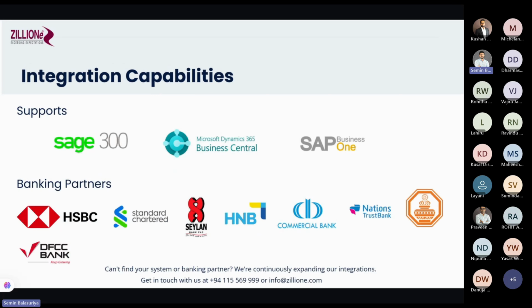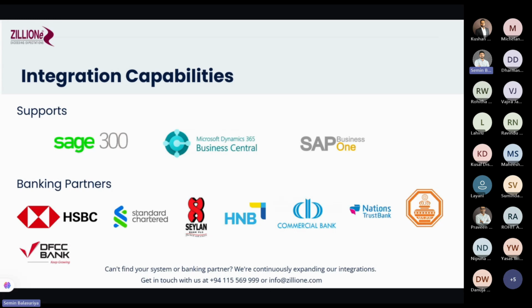And finally, for integration capabilities, OneHub already supports Sage 300, Microsoft Dynamics 365 Business Central, as well as SAP B1. And for banking partners, we have already integrated with the following banks: HSBC, Standard Chartered, Ceylon, HNB, Commercial Bank, Nations Trust, Sampath Bank, as well as DFCC.